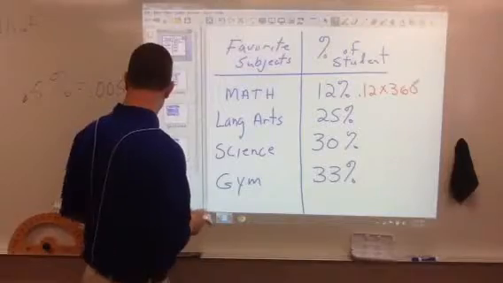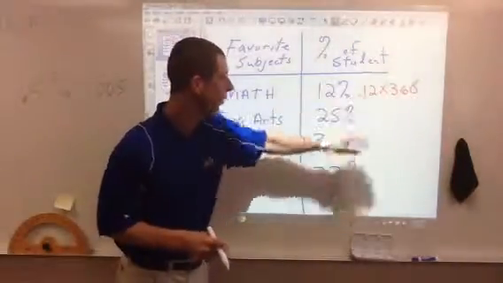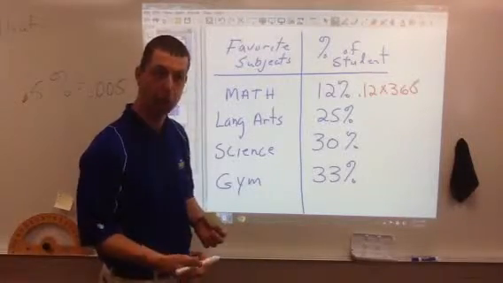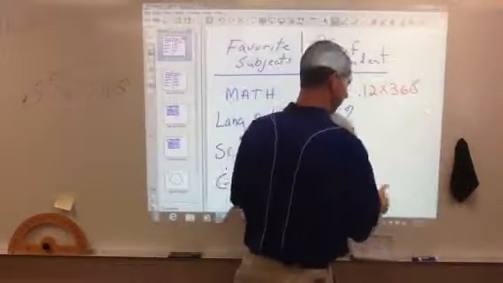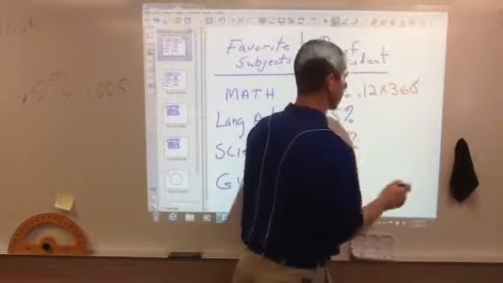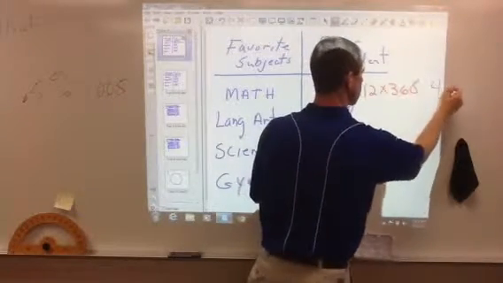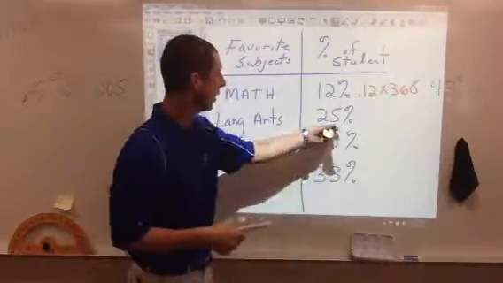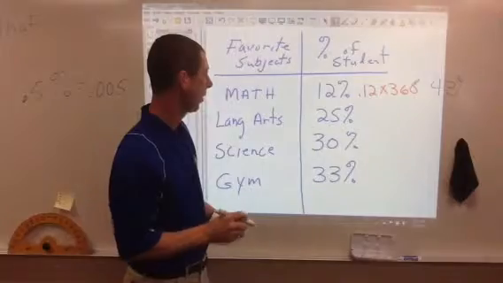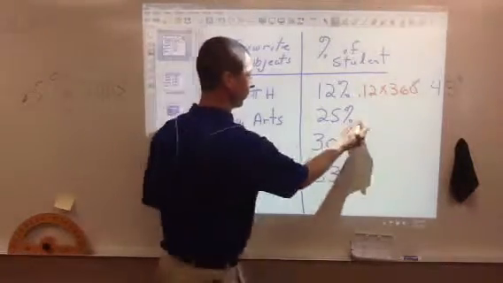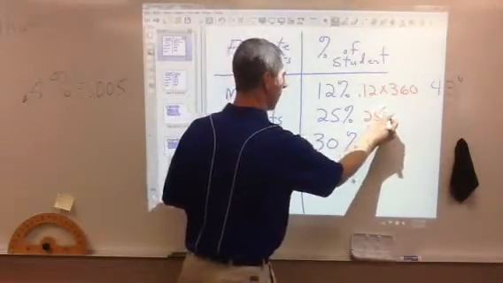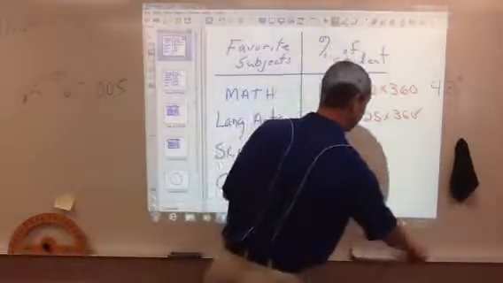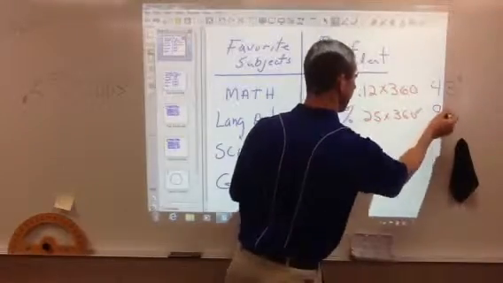So when you type that into a calculator, 0.12 times 360, that comes out to 43.2, which we're going to round to 43 degrees. And I'm going to write that with a marker here so I can see that later on. So this is 43 degrees right here. I do the same thing for language arts. I multiply 0.25 times 360, and that comes out to 90 degrees, so that one's going to be 90.